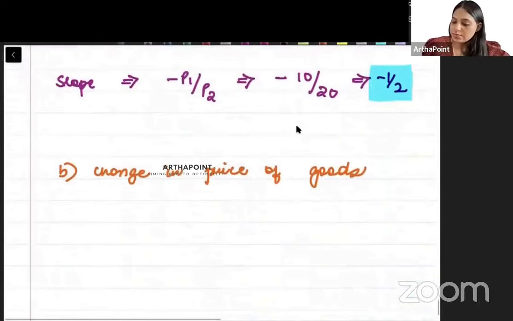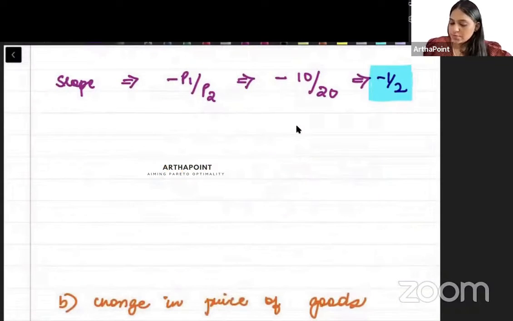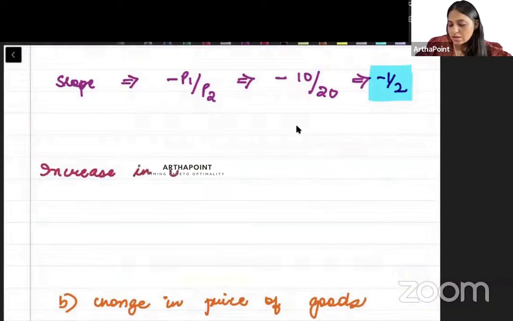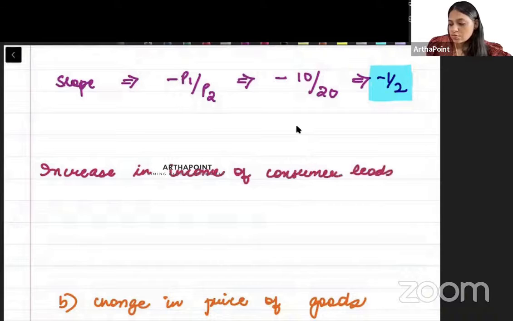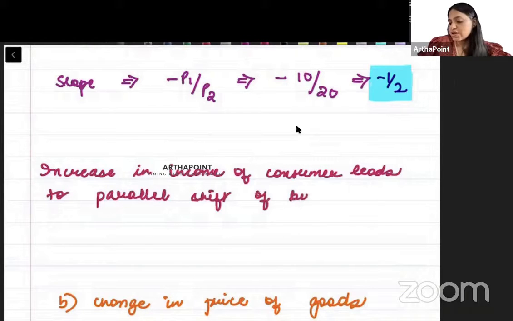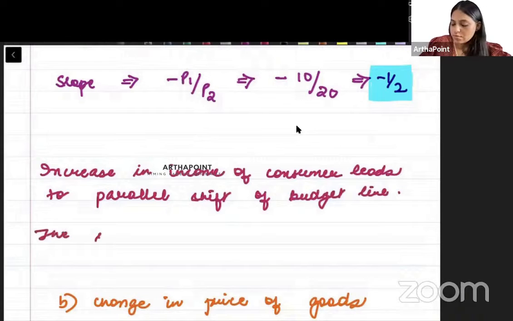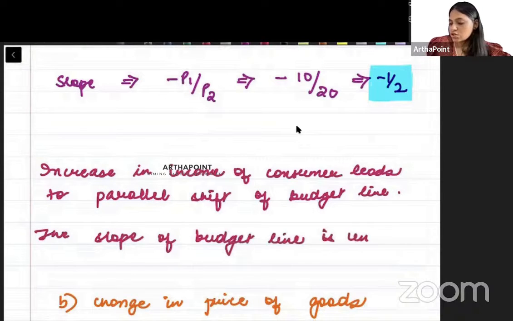So please write down, beta. Increase in income of consumer leads to parallel shift of budget line. The slope of budget line is unchanged.